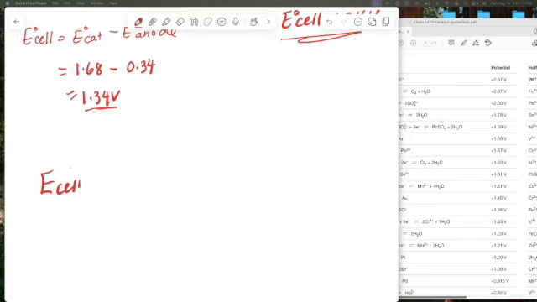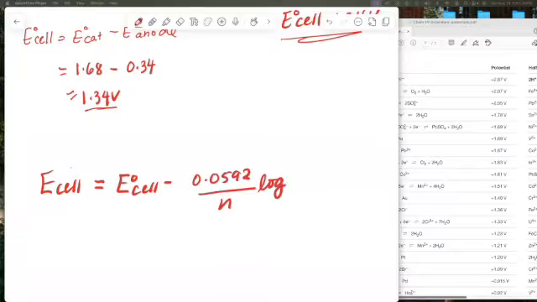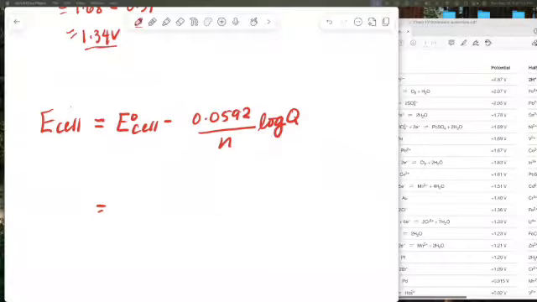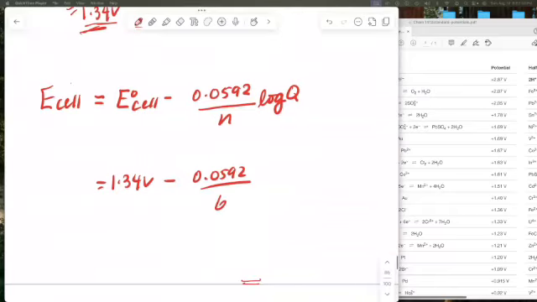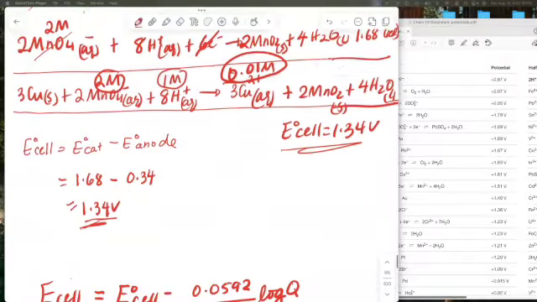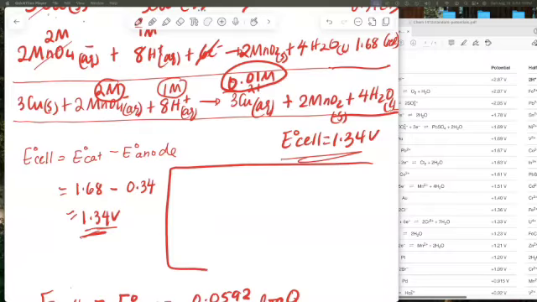E of the cell non-standard is equal to E of the cell standard minus 0.0592 over n log of Q. E of the cell, we just figured this out, right? This number right here, 1.34 volts, minus 0.0592 over the number of electrons. We got this at what? 6 is what we said. 6 and then log of Q. Oh, I haven't solved for Q yet. Okay, let's use the space right here to find Q.